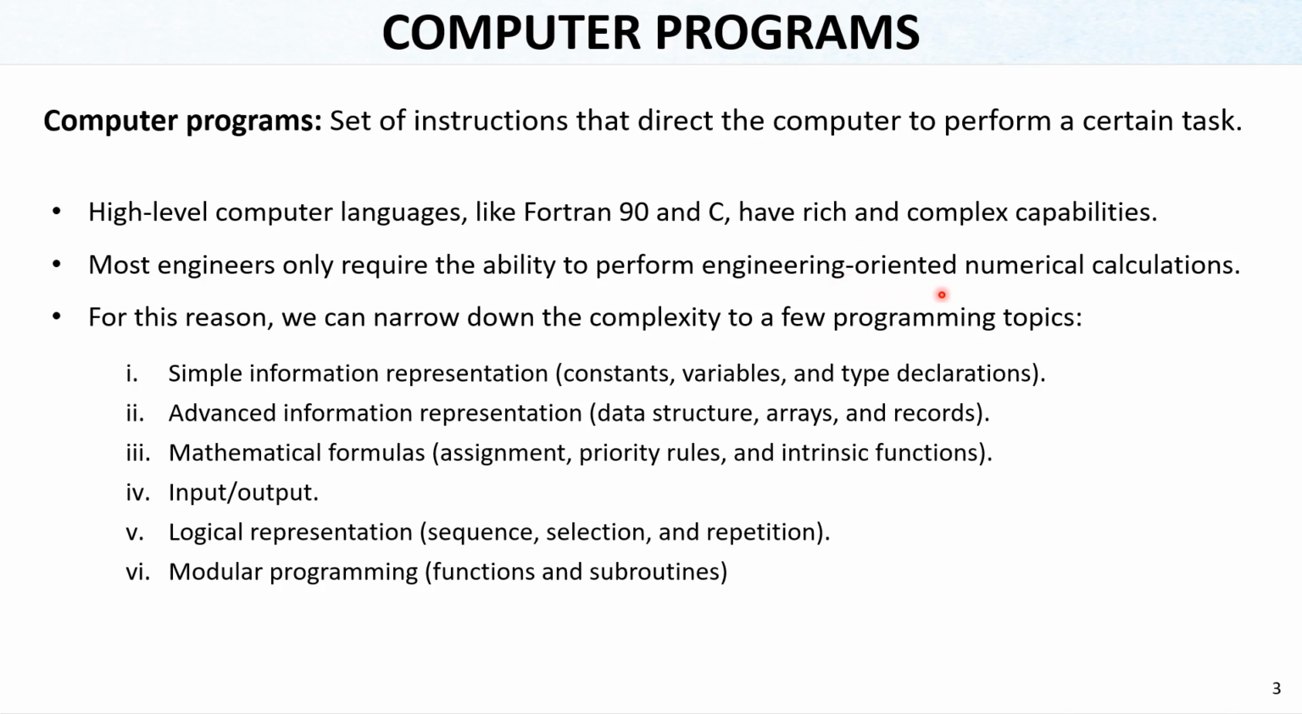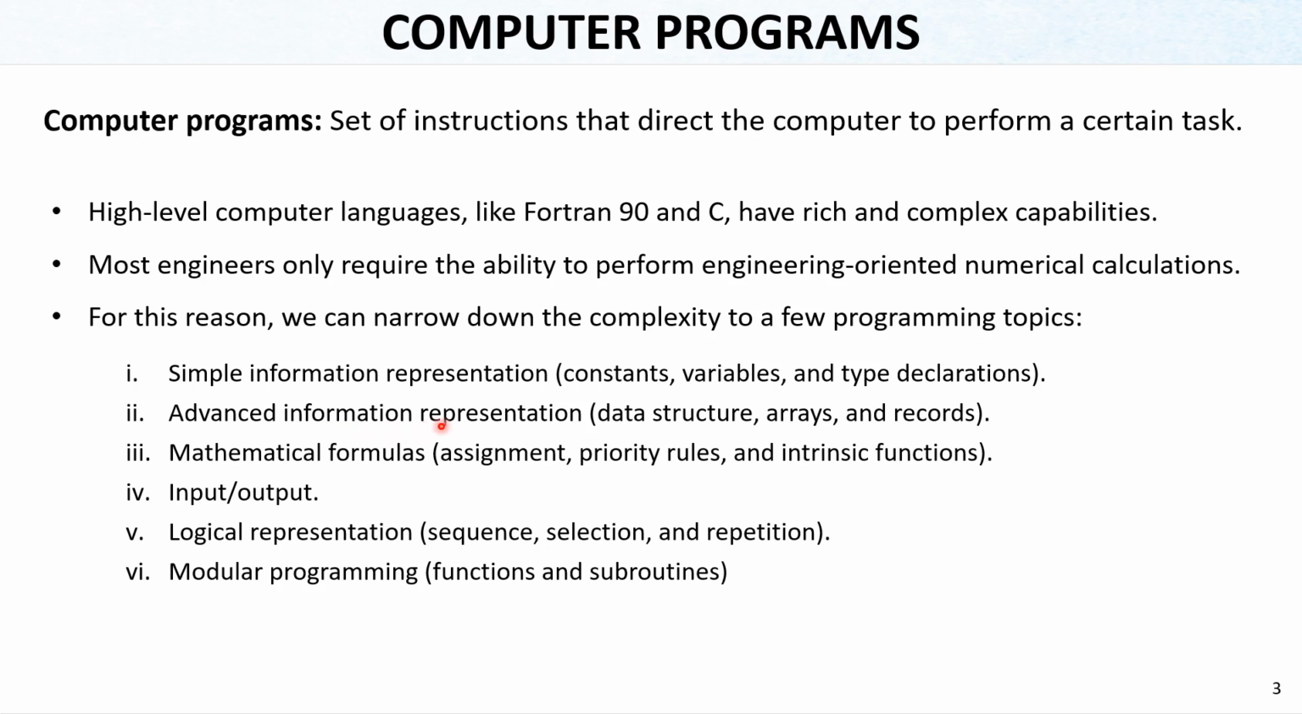And this kind of engineering-oriented numerical calculation can be limited into the following 6 categories, and we narrow down the complexity to a few programming topics. First of all, simple information representation. These are like constants, variables, and type declarations can be defined, such as x equals 5, for example, which is a constant, let's say, or the mass is equal to 68. Somehow these are simple information.